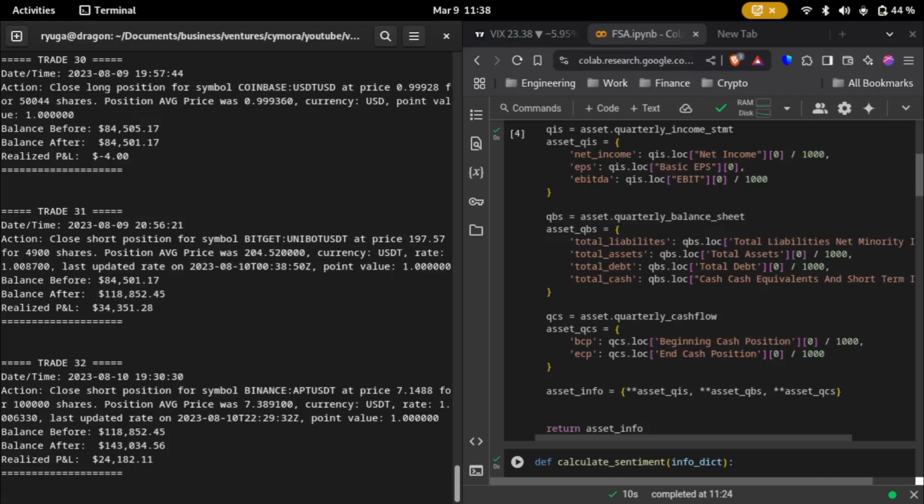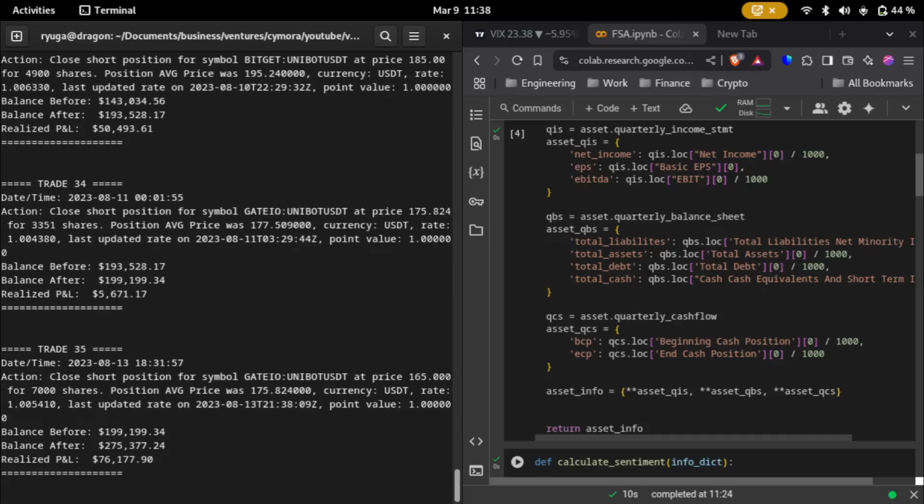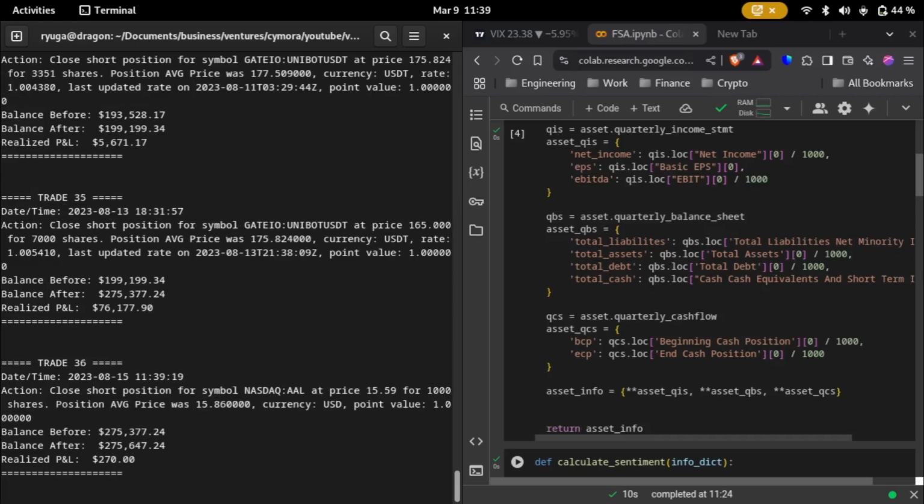Now, over the next few trades, these are cryptocurrencies. I'm basically short the crypto market at this point, and I'm making a few gains: 24,000, 50,000, 5,000, 76,000 against the same cryptocurrency. Now the account is at $275,647. I'm short an airline. I'm pretty sure this is an airline, because airline stocks don't do very well, and I just felt that was a good position to have at the time.